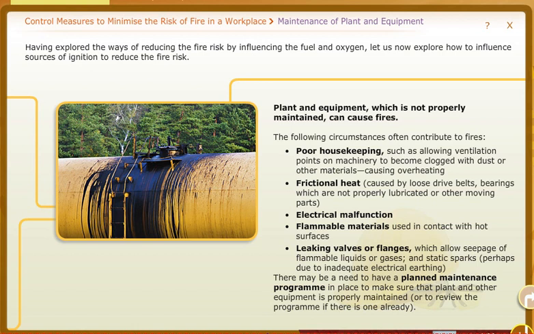Electrical malfunction, flammable materials used in contact with hot surfaces. Leaking valves or flanges, which allow seepage of flammable liquids or gases. And static sparks, perhaps due to inadequate electrical earthing. There may be a need to have a planned maintenance program in place to make sure that plant and other equipment is properly maintained, or to review the program if there is one already.